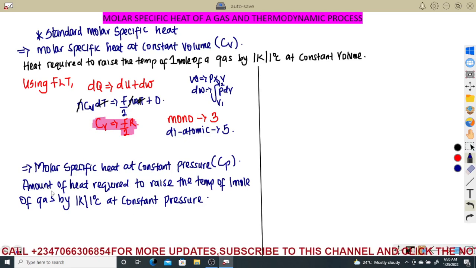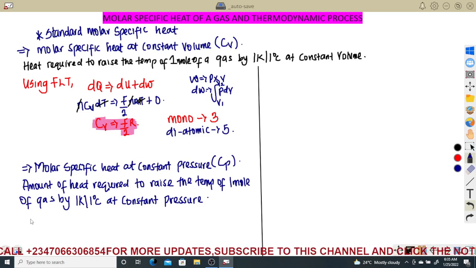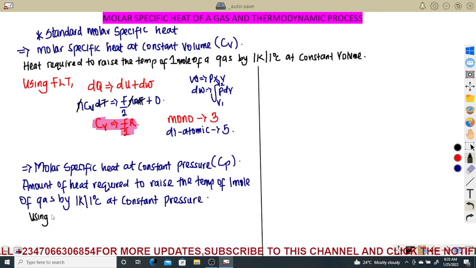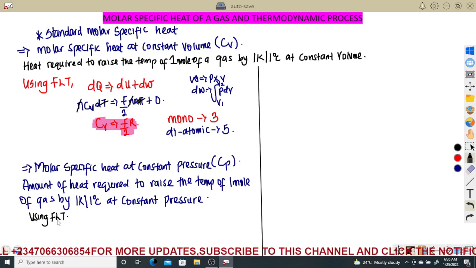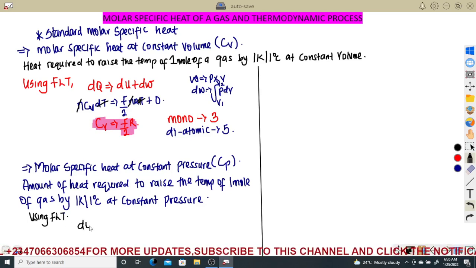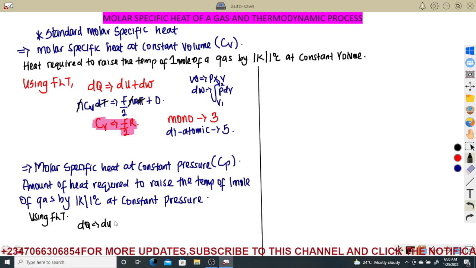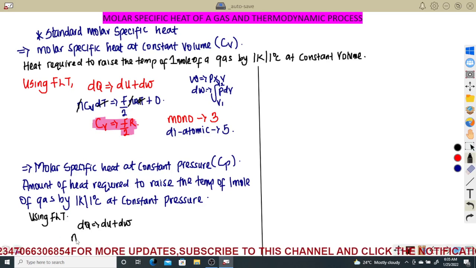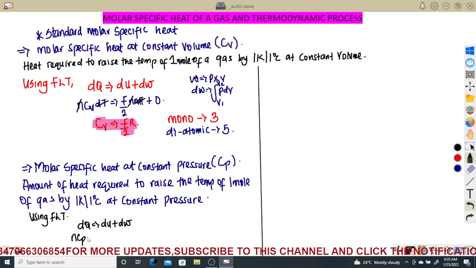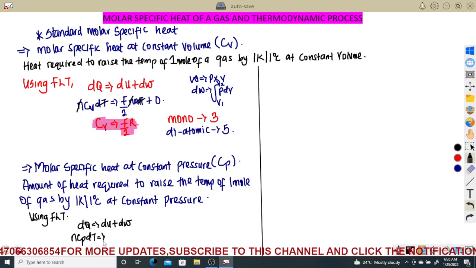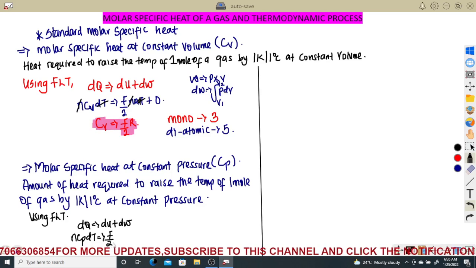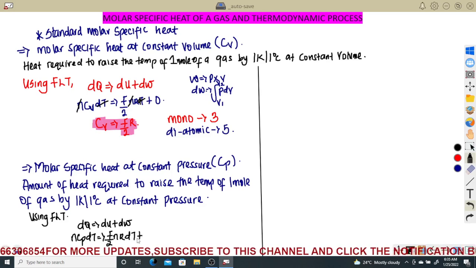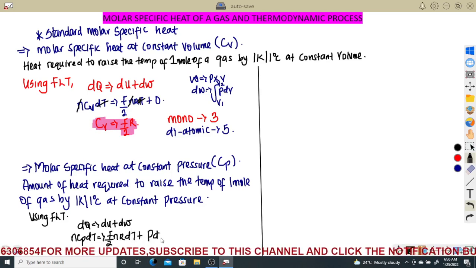So using the first law of thermodynamics, just like I've done before, pressure is constant. FLT means first law of thermodynamics, which is Q equals dU plus W. So we know Q is there, that is n, now it is Cp, n Cp change in temperature. dU is F by 2 nR dT, just what we have there. Then work is now P dV.